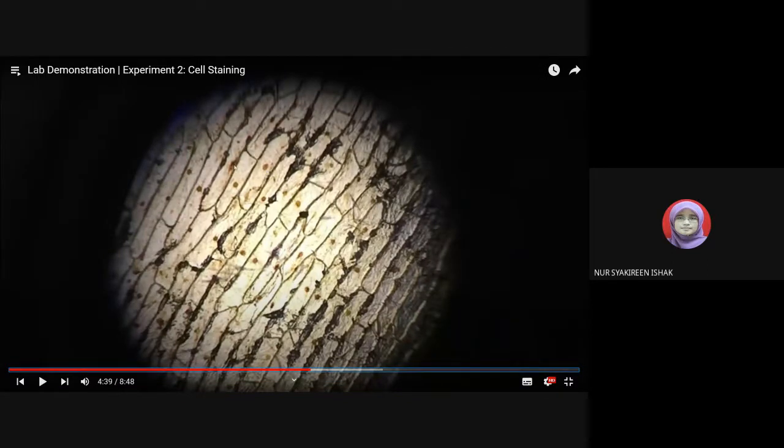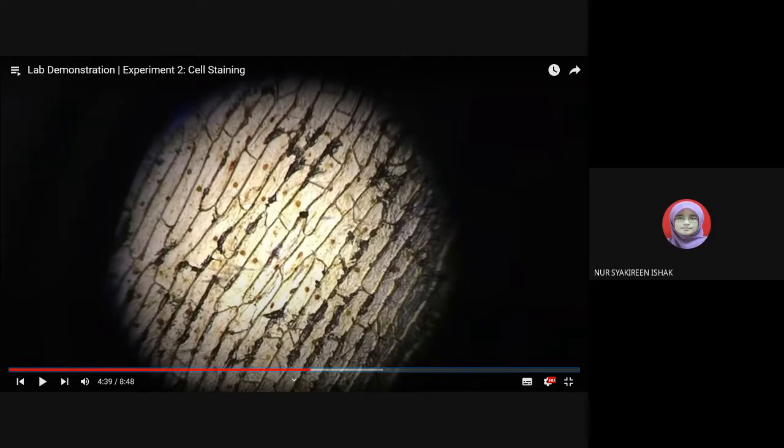You can observe that the plant cell is rectangular in shape because of the presence of the cell wall. So these black lines here are the cell wall, and the black region here is actually not part of the plant cell. It is actually an air bubble formed when you are preparing the slide.